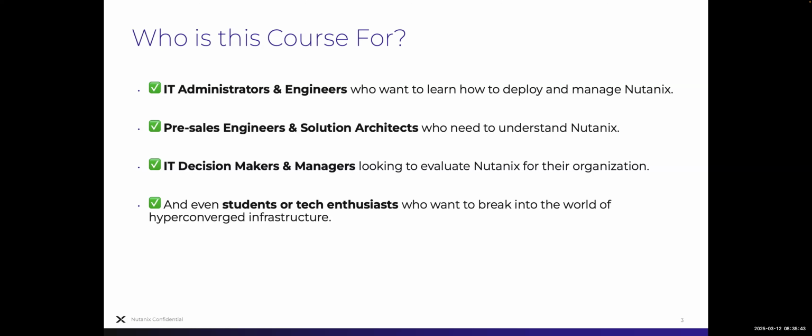So who is this course for? This course is designed for IT administrators and engineers who want to learn how to deploy and manage Nutanix. Pre-sales engineers and solution architects who need to understand Nutanix to present to their customers, as well as IT decision makers and managers looking to evaluate Nutanix for their organization, and even students or tech enthusiasts who want to break into the world of hyper-converged infrastructure.